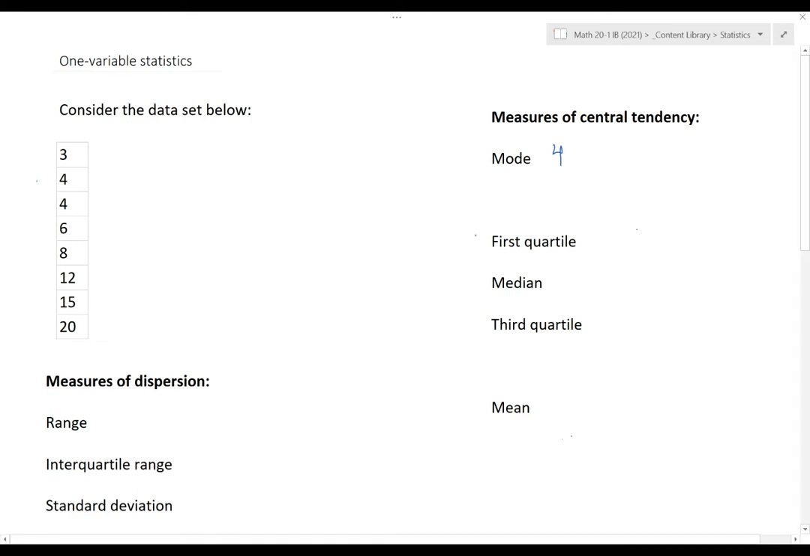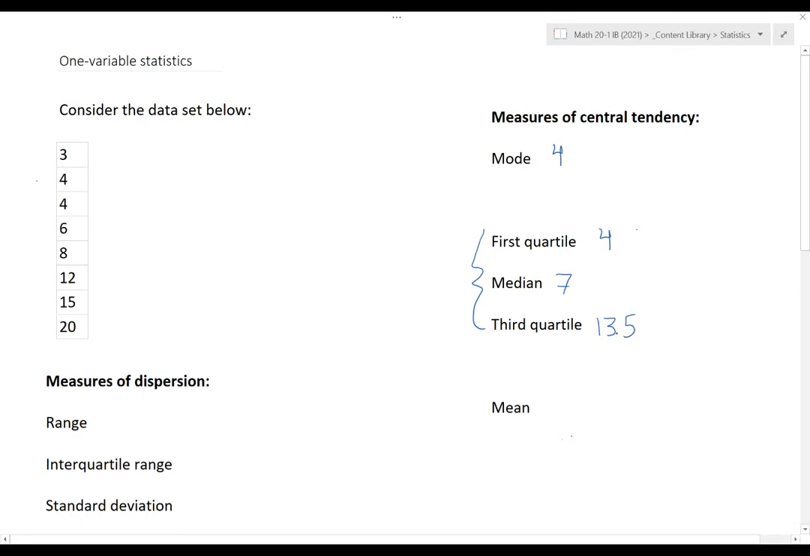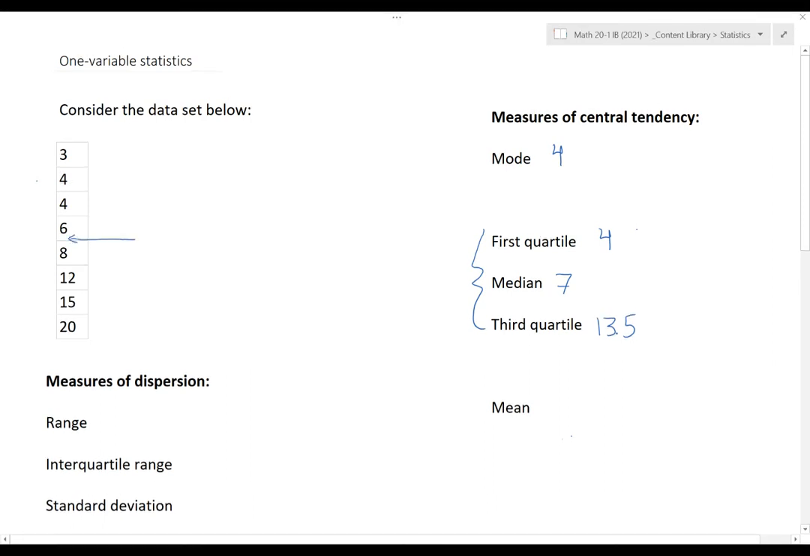First quartile, median, and third quartile all kind of come from the same thing, and our calculator does tell us what they are. So in this case, the first quartile is 4, the median is 7, and the third quartile is 13.5. Where these are coming from, so the median is the middle data point. Now, in this case, where the middle of the data is between 2 points, the median is the number that would be exactly halfway between them. So I have 4 numbers in the first half, 4 numbers in the second half. Halfway between 6 and 8 is 7, and that's why the median is 7.